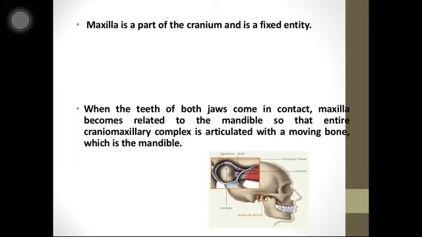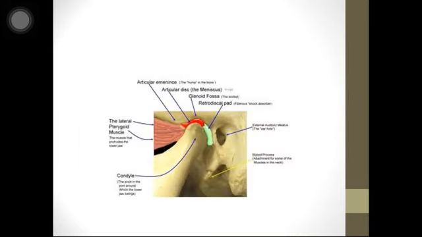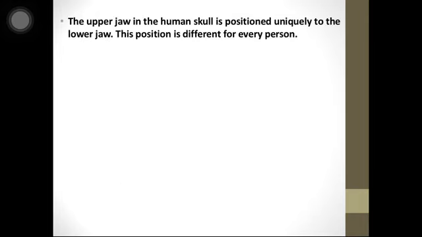This is the anatomy of the temporomandibular joint. This is the condyle and articular eminence. This is maxilla and this is the mandible. Now basically orientation relation is, we will discuss in the next slides, that the upper jaw in the human skull is positioned uniquely to the lower jaw.